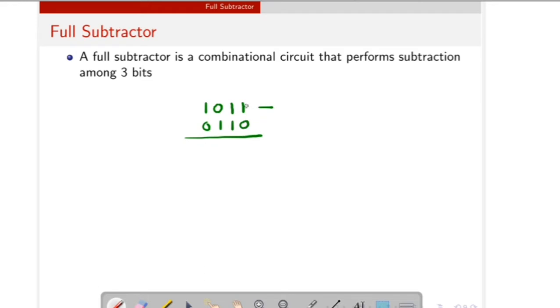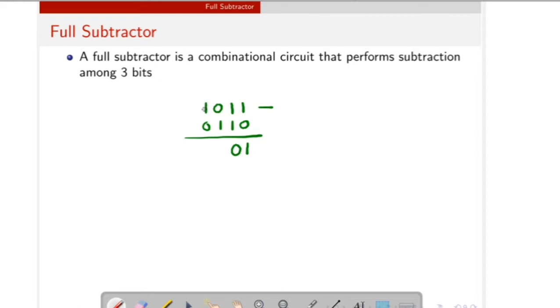So for the first bit, the subtraction operation is 1 minus 0. So you can simply subtract 0 from 1 and the answer is 1. Difference is 1. Then for the second column, again it is a simple subtraction operation, that is 1 minus 1 is equal to 0. But for the third column, you have to subtract 1 from 0. So it is not possible to subtract 1 from 0. So you take a borrow from the fourth bit.